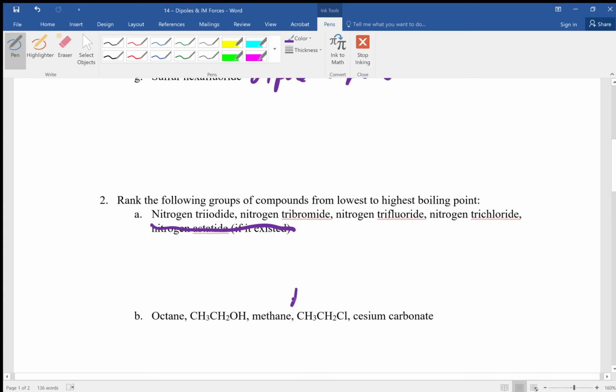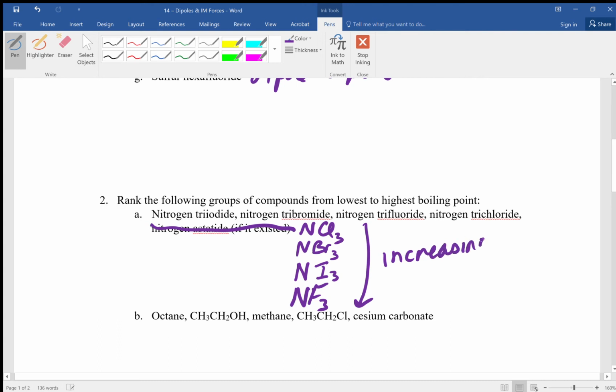Now, while it's true that NF3 of this group will have the biggest electronegativity difference, they then rank, if you look at electronegativities, as iodine, bromine, and nitrogen trichloride, which it turns out has almost no difference in electronegativity. So as we go in this direction, we have an increasing difference in electronegativity.